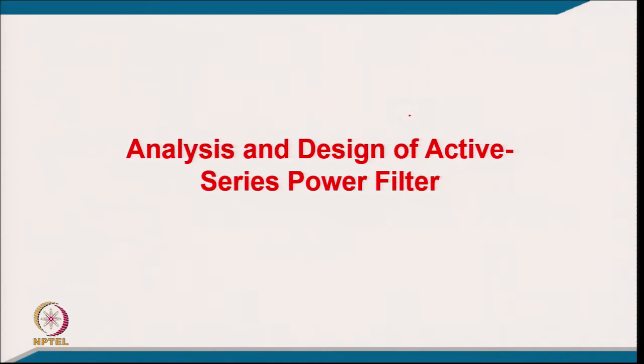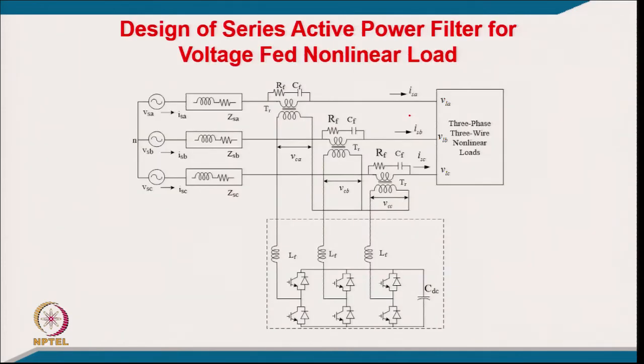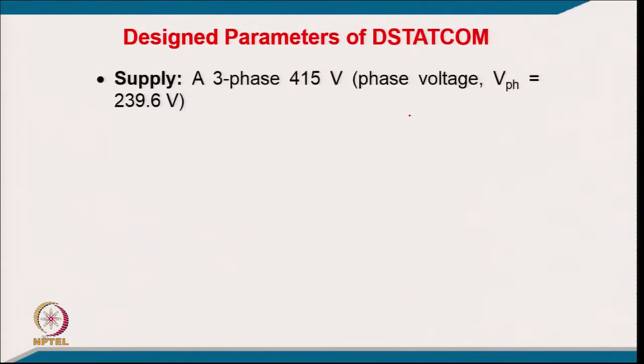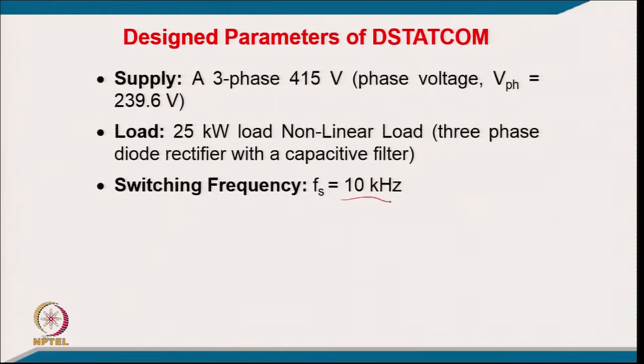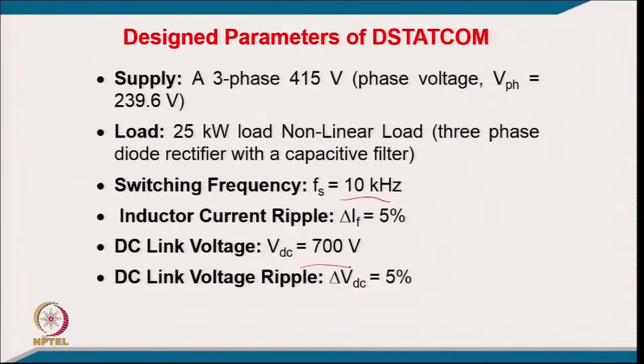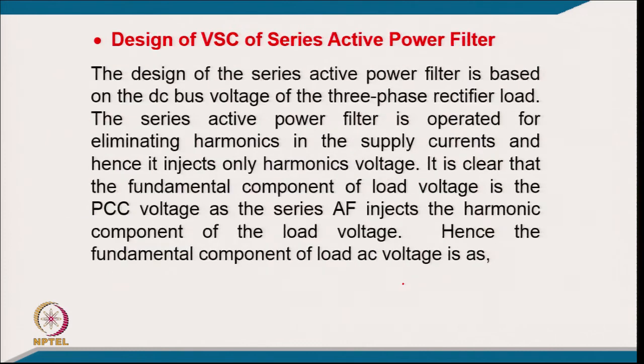So, coming to the analysis and design of the series active power filter, this is the typical case we were talking about from the design point of view, that you have a load here and you have a 3-phase series active power filter along with that. So, coming to the design parameters of T-STATCOM, this is 3-phase 415 volt, supply voltage per phase is 239.6 volt, and the load is a 25 kilowatt non-linear load with a 3-phase rectifier with capacitive filter, and switching frequency is 10 kilohertz, inductor current ripple is 5%, and DC link voltage is 700 volt, and your DC link voltage ripple is, let us say, 5%.